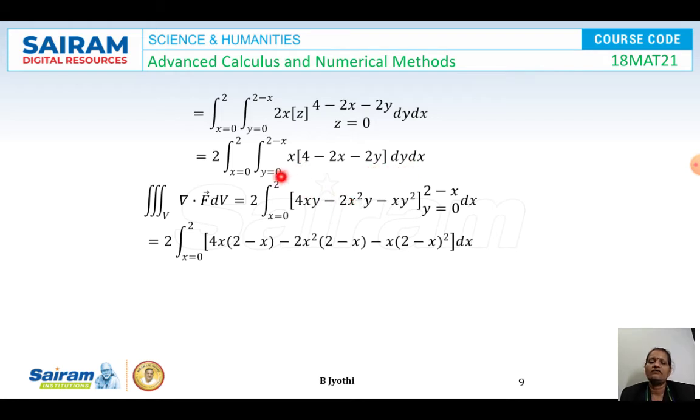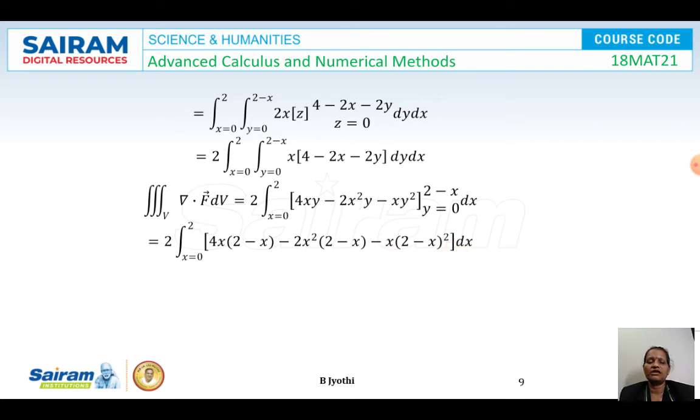Next, again we will integrate this with respect to y. We get 4xy minus 2x square y minus xy square, 2y square divided by 2. This 2 and 2 cancel, we get only xy square, where y is 0 to 2 minus x, dx. So on simplification, on substitution of y as 2 minus x, we get 4x times (2 minus x) minus 2x square times (2 minus x), times (2 minus x) the whole square, dx.